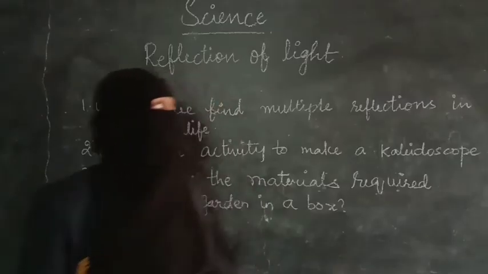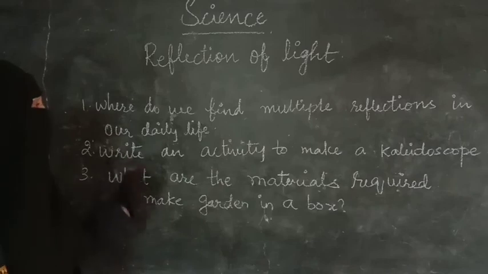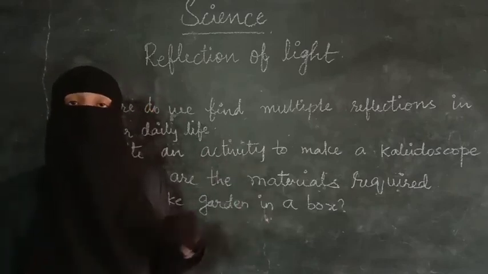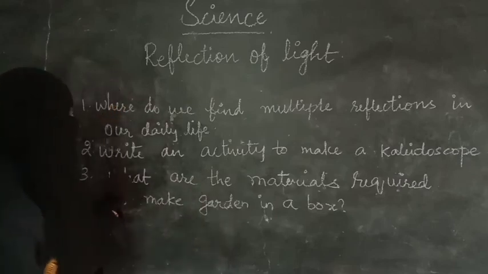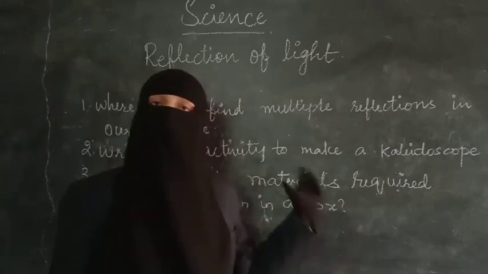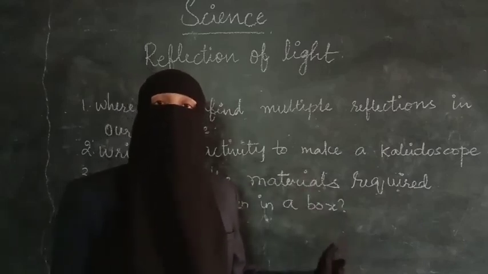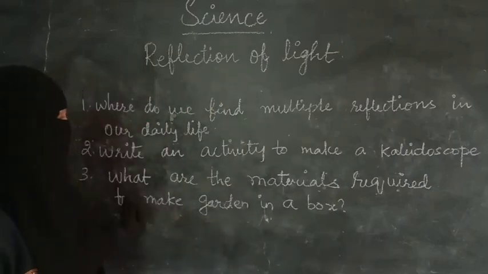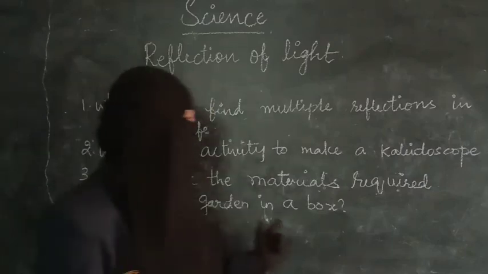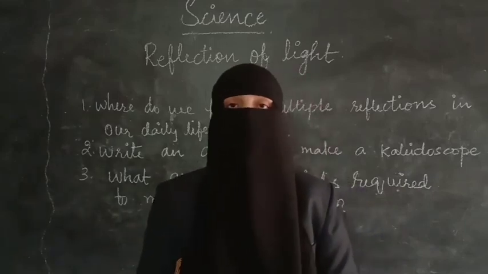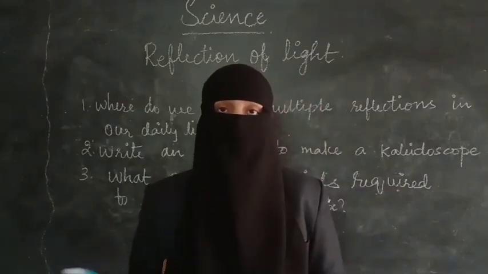Students, your worksheet is to write where do we find multiple reflections in our daily life. Those names you have to write. Some of those I have said and some more you have to think and write. Write an activity to make a kaleidoscope. Just now I said you will be having homework. You have listened to everything carefully. You have to write the activity to make a kaleidoscope. What are the materials required to make a garden in a box? We made a garden in a box, so we have to write the materials required to make it.